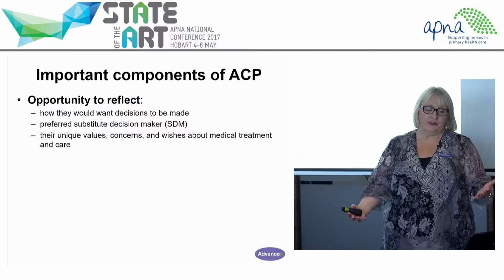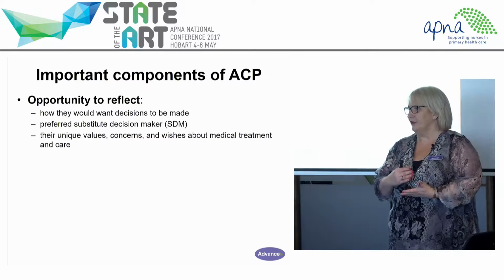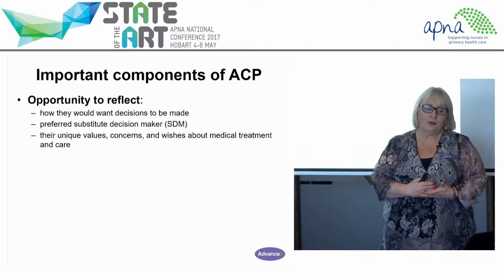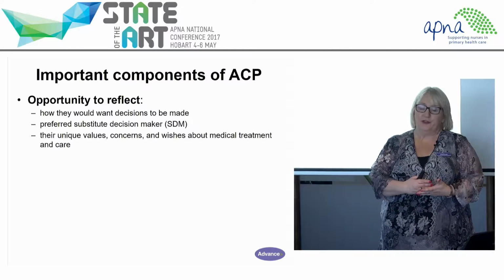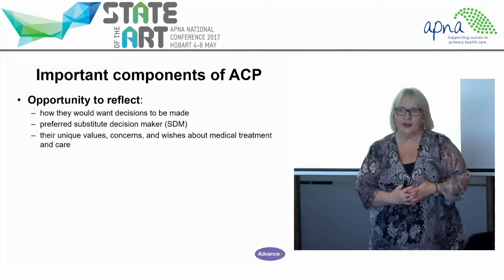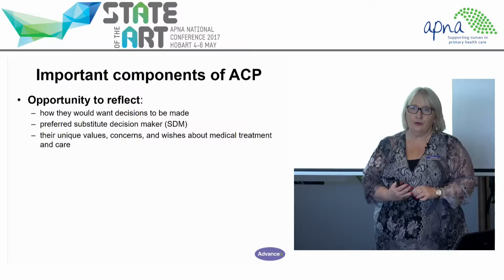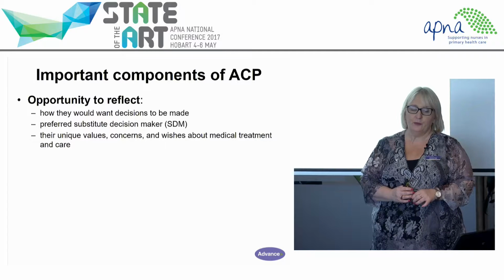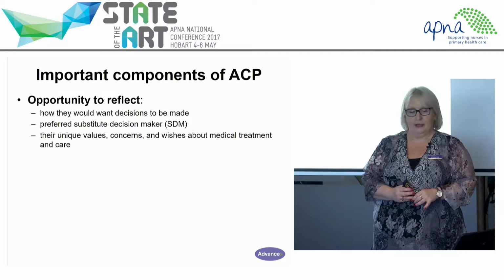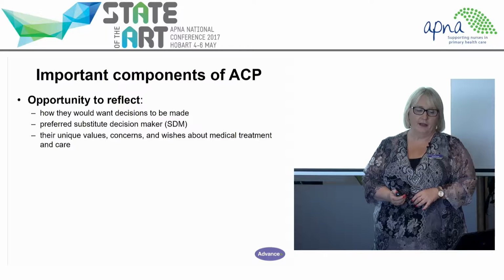So important components of an advanced care plan are the opportunity to reflect, like we've just discussed. How would they want the decisions made? And one of the very important first starting points is who would be their preferred substitute decision maker, like you said, for the neighbour who didn't have anyone. And therefore, what are your unique values, concerns and wishes about medical treatment and care in the future.